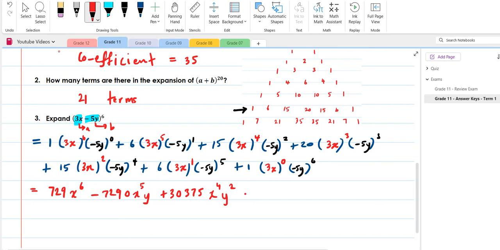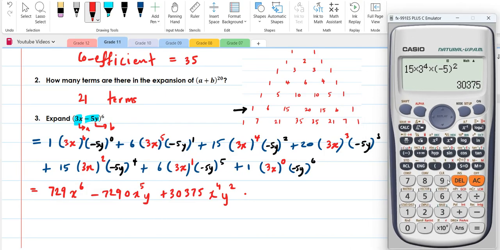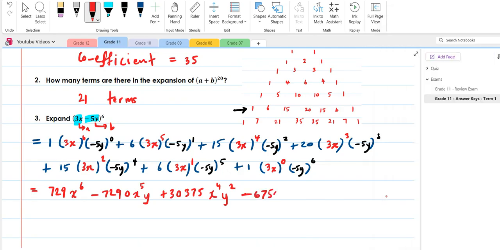Plus or minus? Should be minus, because what we have here is 20 times 3 to the power 3 times negative 5 to the power 3. So we have negative 67,500 x cubed y cubed. As you can see, the powers of x's are decreasing and the powers of y's are increasing.